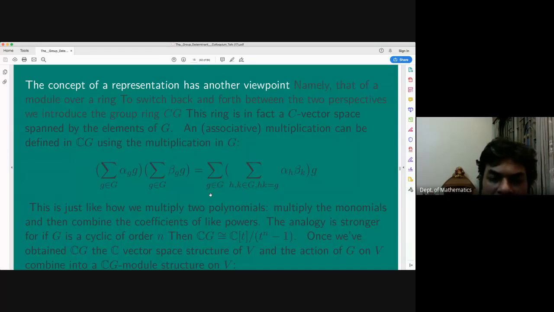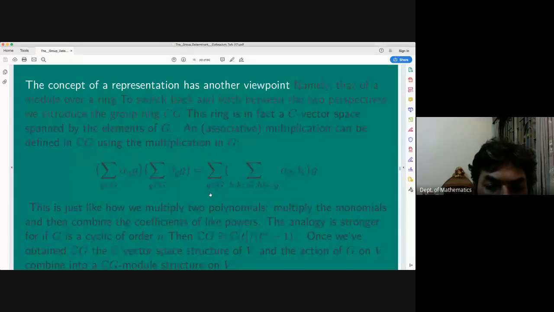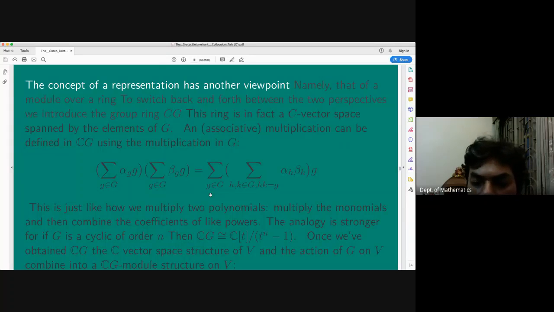And there is a way of multiplying these, just as you multiply polynomials. When you multiply polynomials, you see that they are also linear combinations. You first multiply term by term, and then you combine the coefficients of like terms. This is exactly what you do when you multiply two such elements. If you multiply term by term, you will get terms like alpha G times beta H times GH, so their product will be alpha G beta H times GH, and GH is again an element of the group.